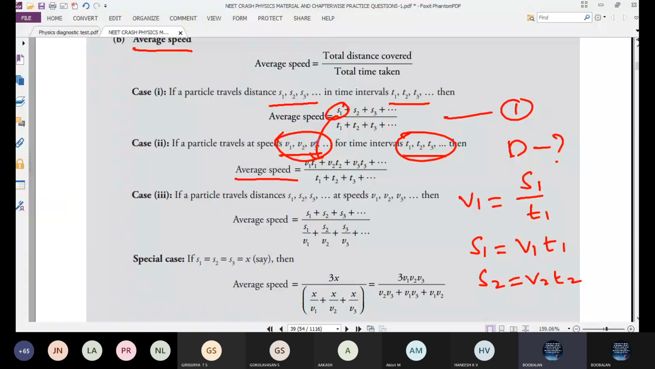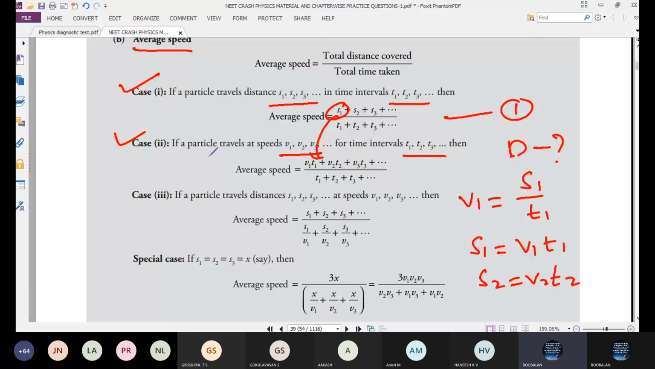Any doubt? Shall we go for the next formula? First formula, average speed. There is no confusion. Second case, if a particle travels at speeds v1, v2, v3 for time intervals t1, t2, t3, finding the average speed. Any doubt? Say yes or no. No, sir. Okay.